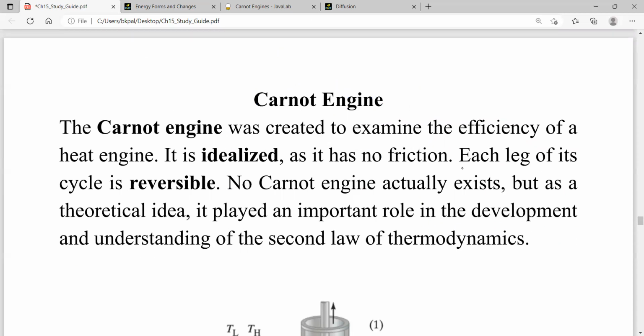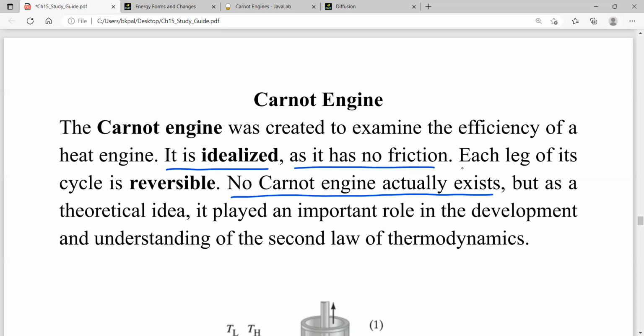All right, now let's talk about the Carnot engine. The Carnot engine is a theoretical engine. Scientists use the Carnot engine theory to better understand the heat engine and the second law of thermodynamics. It is an idealized engine which has no friction, and no Carnot engine actually exists. So it's basically a theoretical idea.